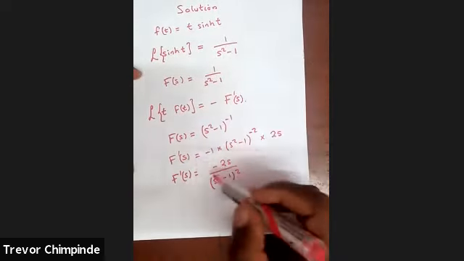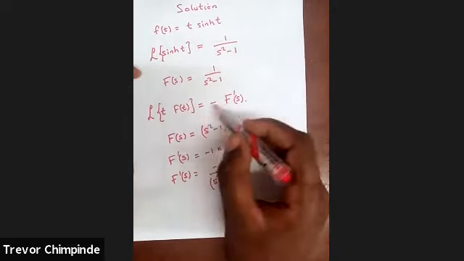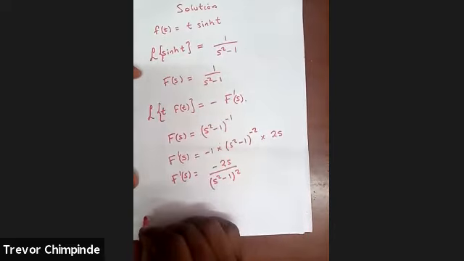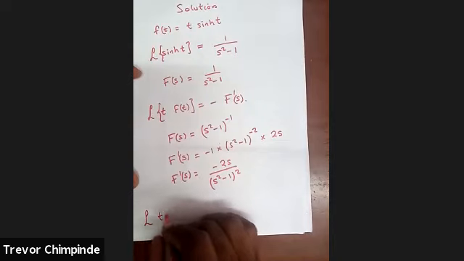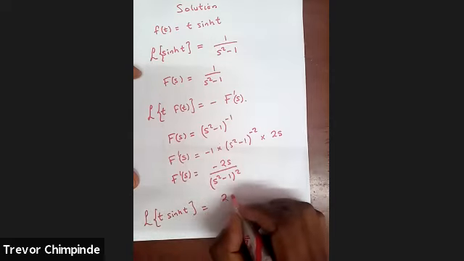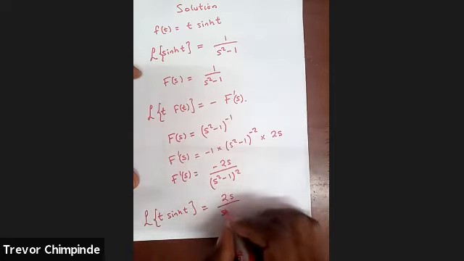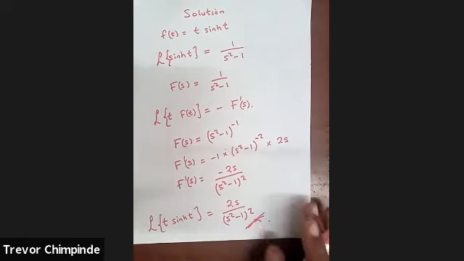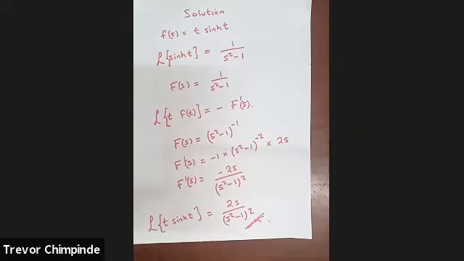So going back now, I found my derivative, just need to multiply it by negative, then it gives me the Laplace of this. So therefore, the Laplace of t hyperbolic sine of t is 2s over s squared minus 1 squared. Any questions?